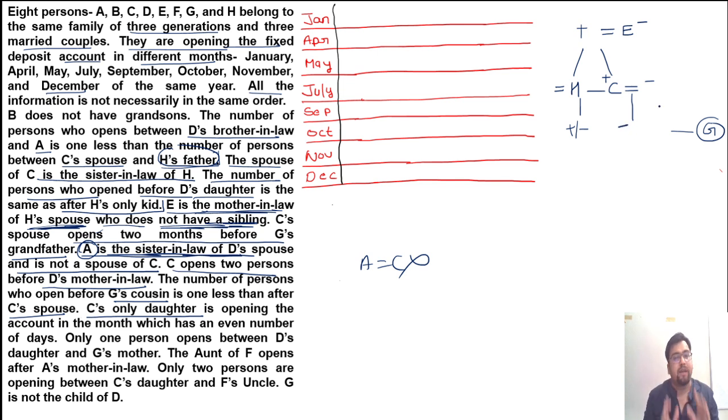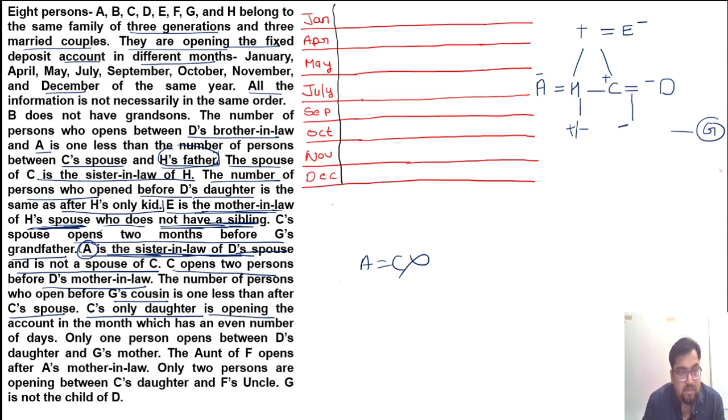Now guys, you tell me where I have to place A in such a way that A will become the sister-in-law of D, but A will not marry C. That means only one case. That is, A will become the sister-in-law of D's spouse. See, D's spouse. Okay, fine, no doubt. Let's move on further.